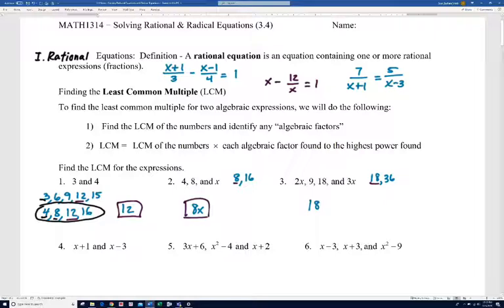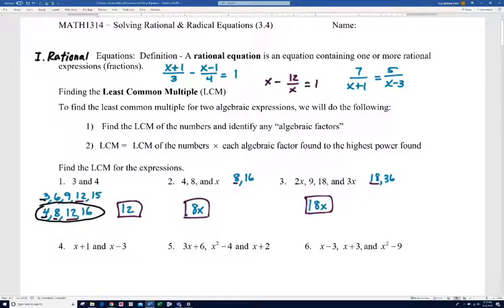And then we do have a variable factor, I'm sorry, I've called it an algebraic factor of x. And in both cases, they're to the first power, so it'll just be 18x here. Notice I don't multiply the two x's together to get x squared. I'm just using the smaller of the powers, and in this case, they're both 1. Now, if this had been 3x squared, then I would have used the highest power of x, which would have been 2, and our LCM would have been 18x squared. But that is not the case, so let me erase that.